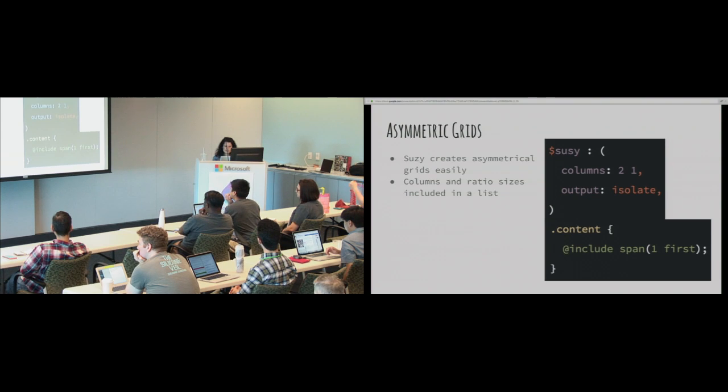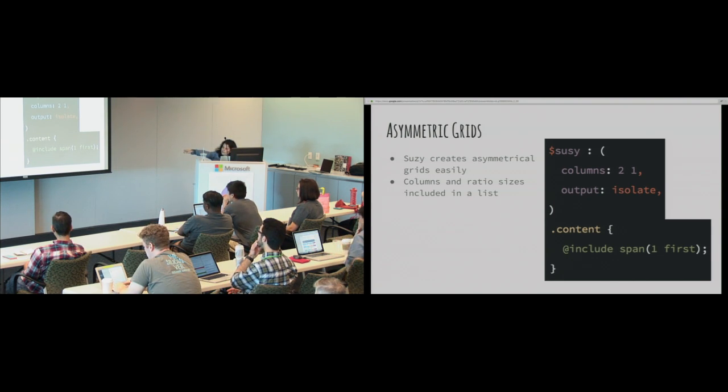And you can tell Suzy the number of columns and the ratio sizes with the Sass list. For example, if you have a column that is twice the width of a sidebar, you would just represent that with a 2-to-1 list. So I have that example up there. Instead of saying the content is 8, we could just say the content is 1, span 1, and Suzy knows the size of the column if you just provide the location. So content, just span 1.